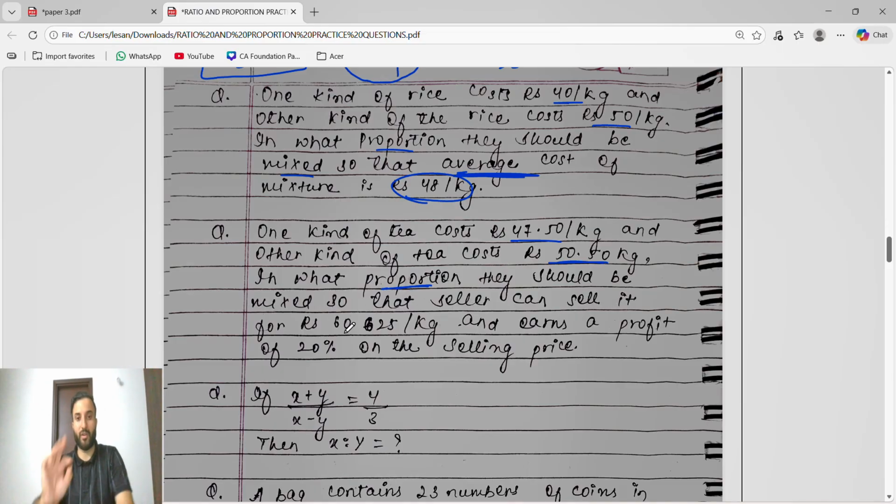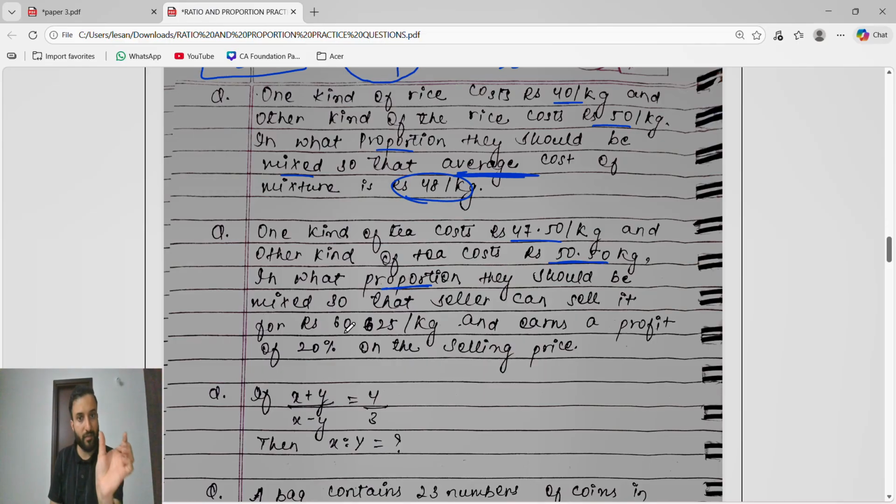Now guys, very important. Chalo bhai dekho. Guys, what do we have to write? This side we will write the one kind cost. This side we will write the other kind cost. Then in the middle we will write the average cost. Understand, guys, we have to write the cost. Cost means cost price. We have to write the cost price. Okay, not the selling price, not the profit.